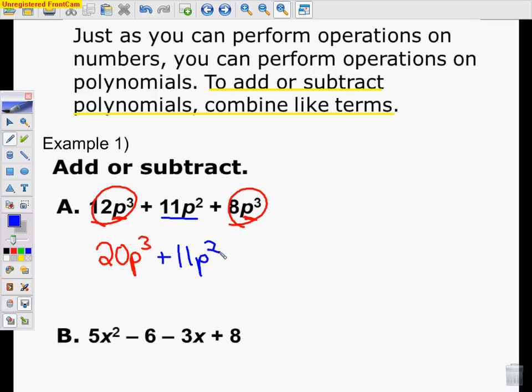Now, can you add 20p cubed plus 11p squared? No. Why not? Because they are not like terms. Remember, same variable, same exponent.